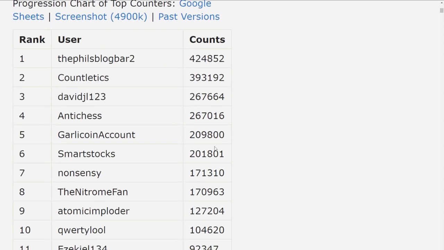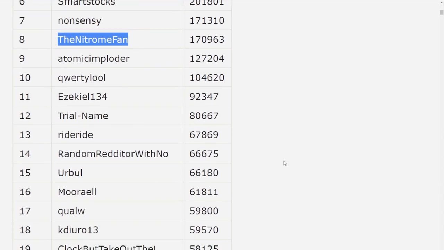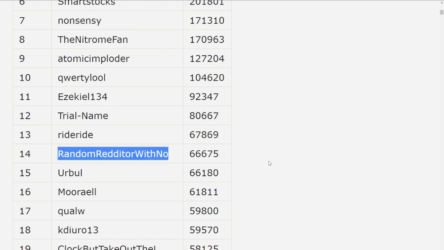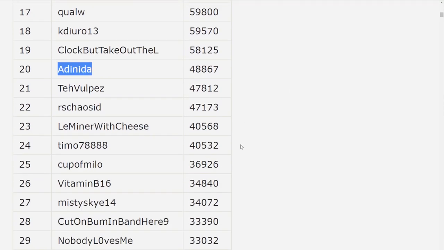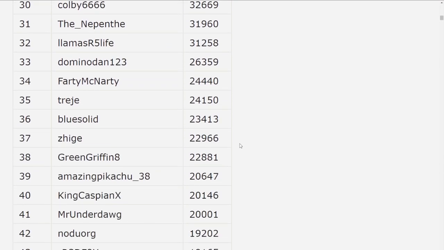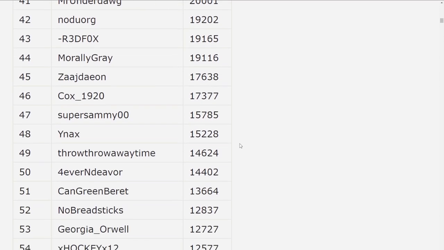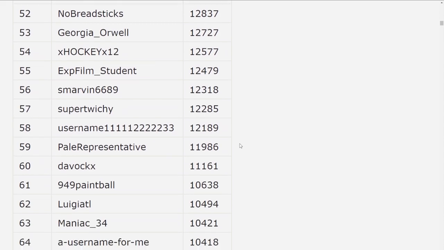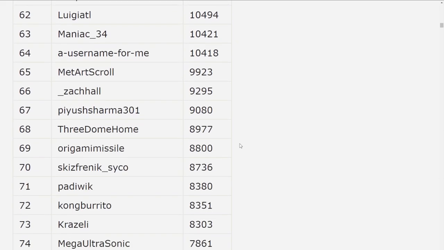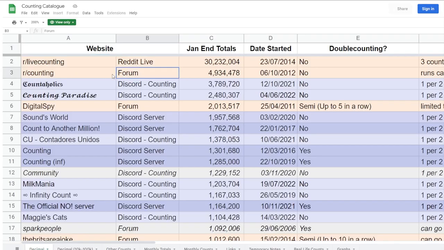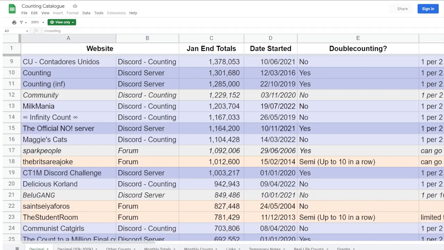Oddly, most of these names don't break ChatGPT, even users with more counts than the ones which do. This has been the case throughout the history of R/counting as well. The users which break the bot have tens of thousands of counts, yes, but that fact alone doesn't cause ChatGPT to break. It's been going strong for over a decade, and is even the second largest known count on the internet, only behind Reddit Live Counting, which has a strong overlap with the counting subreddit. The users that mess up ChatGPT were specifically active on the R/counting subreddit, however.